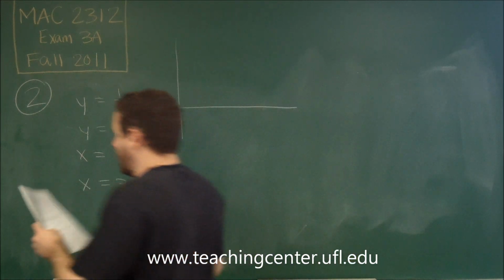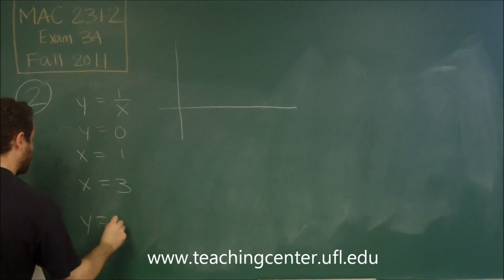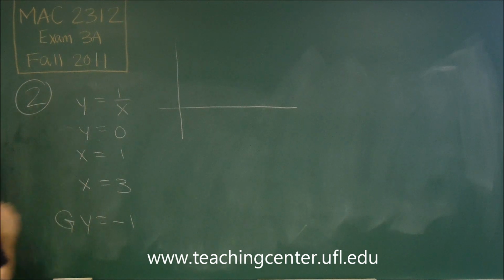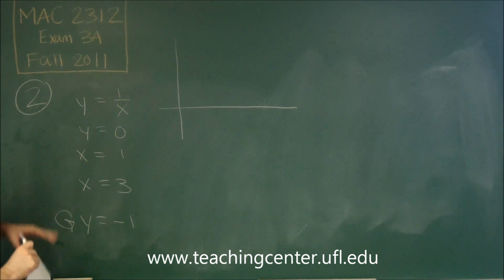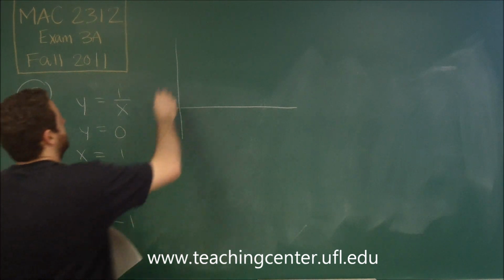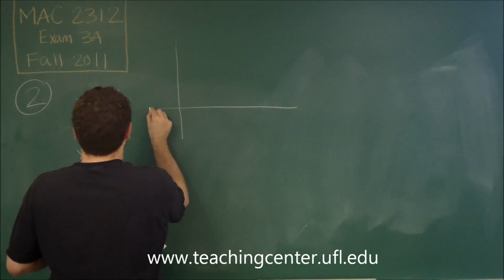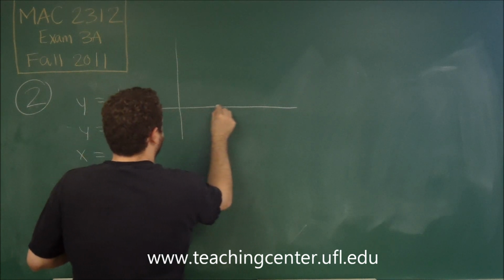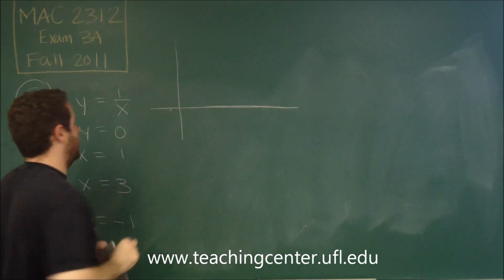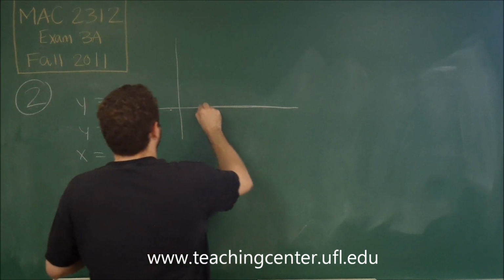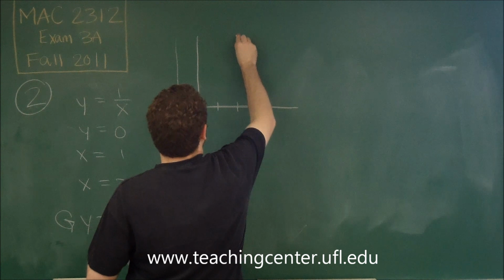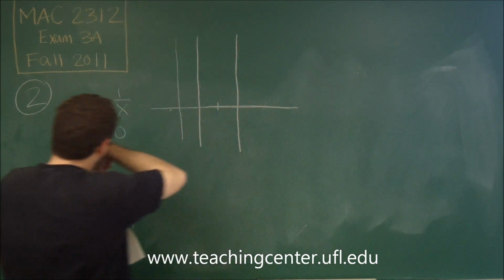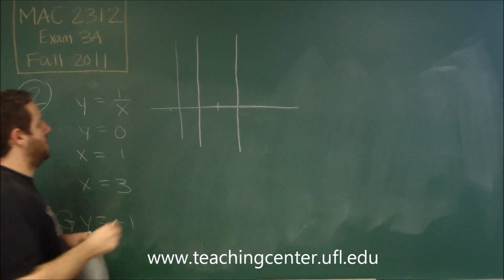And we're rotating about the line y equals -1. So I'll put, this is the line that we're rotating about. So if we were to graph this, let's put all the straight lines in first. So we have y equals 0, in other words, the x-axis. We have x equals 1. And we have x equals 3. And we have the graph y equals 1 over x.